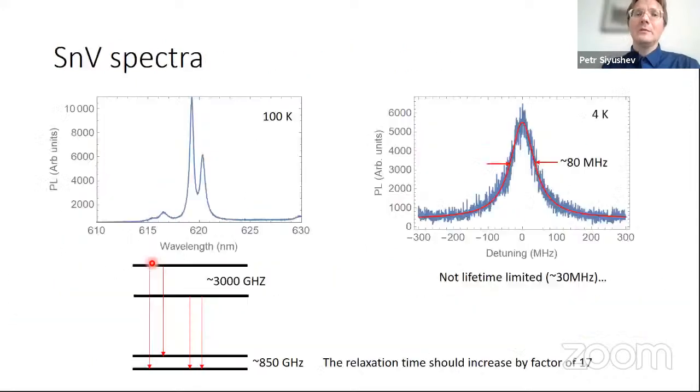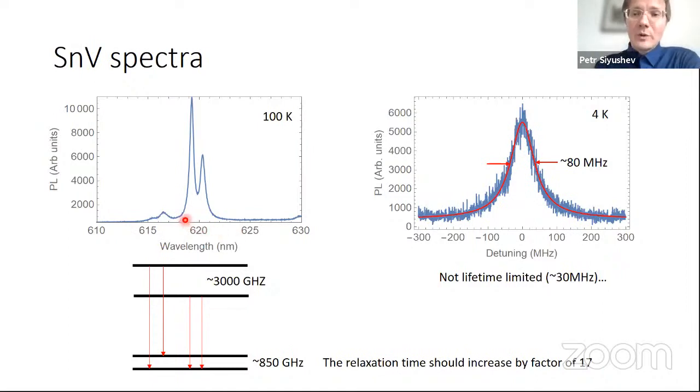However, if we go to other defects like the tin vacancy center, we have larger spin-orbit interaction and larger splitting between the orbitals. For example, for tin vacancy, we already have a splitting of 850 gigahertz, which increases the splitting by a factor of 17, and we can prolong our coherence time to the order of several tens of microseconds, at least 50 microseconds for sure.